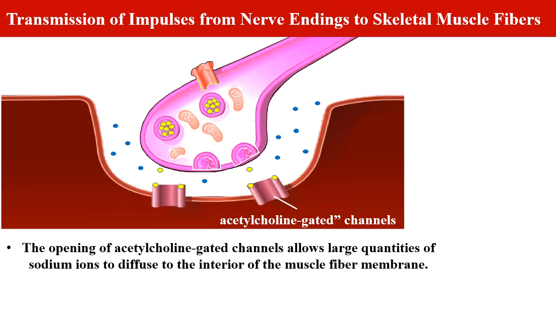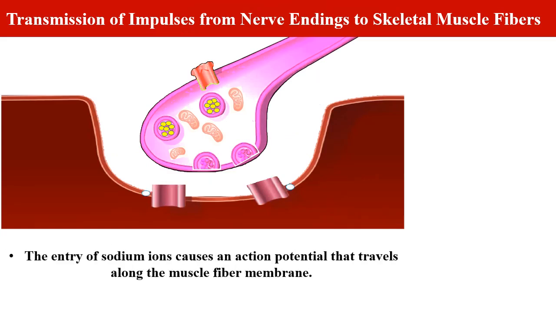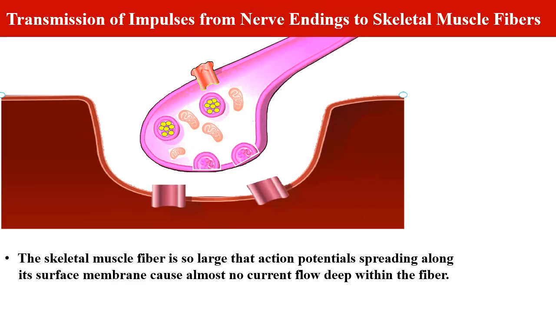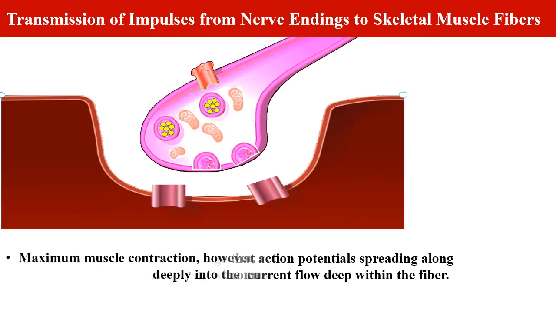The opening of acetylcholine-gated channels allows large quantities of sodium ions to diffuse into the interior of the muscle fiber membrane. The entry of sodium ions causes an action potential that travels along the muscle fiber membrane. The skeletal muscle fiber is so large that the action potential spreading along its surface membrane causes almost no current flow deep within the fiber. Maximum muscle contraction, however, requires the current to penetrate deeply into the muscle fiber.